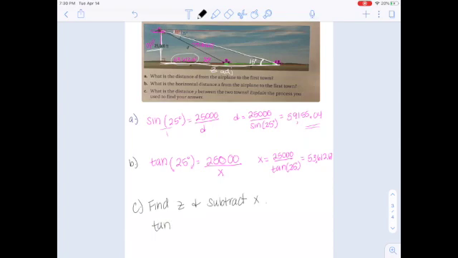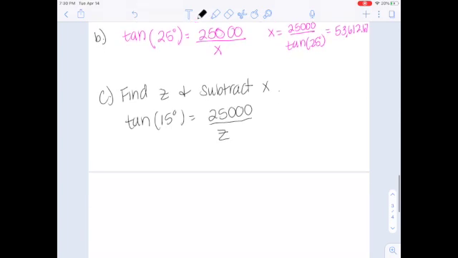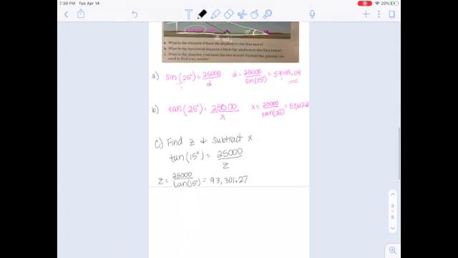All right, so use tangent of 15 degrees is equal to 25,000 divided by our z value. Give it a little cross multiplying. So your z is equal to 25,000 divided by tangent of 15. And you get 93,301.27. But that is not what I was actually looking for.